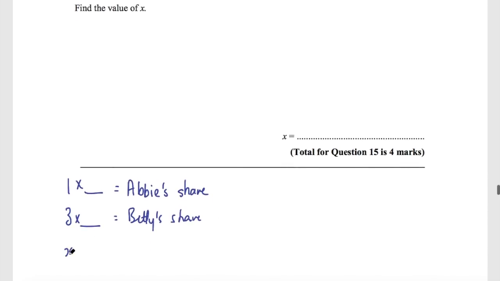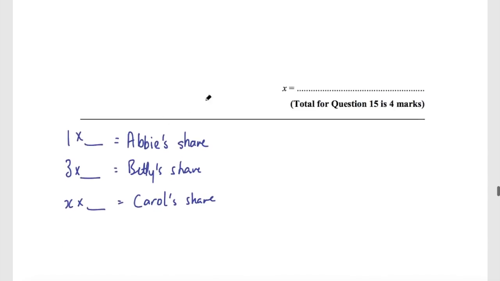And we could say that x times something equals Carol's share. And in a ratio, these numbers are always the same. So let's just call that k. We could call it anything we like, I'm just going to use k. So 1 times k equals Abby's share of apples, etc.